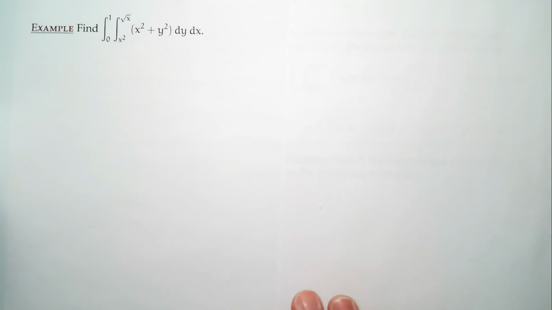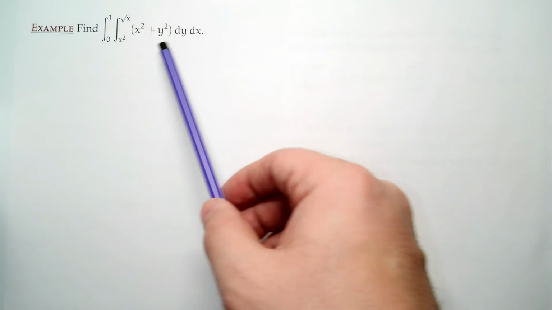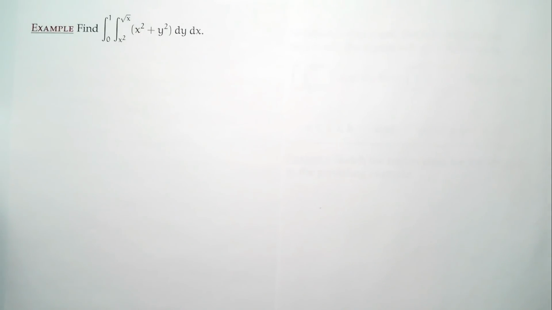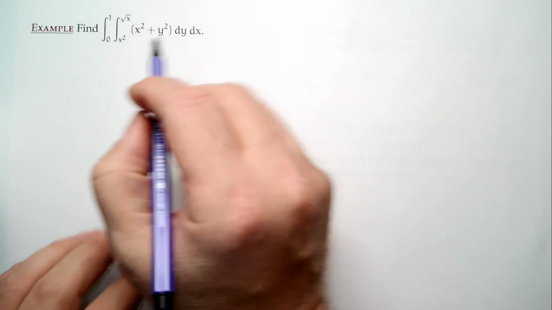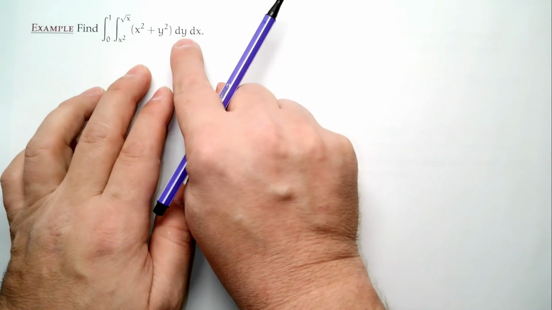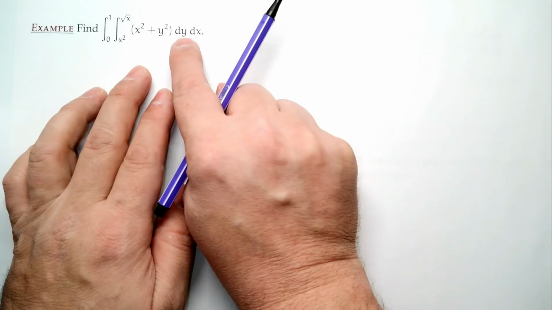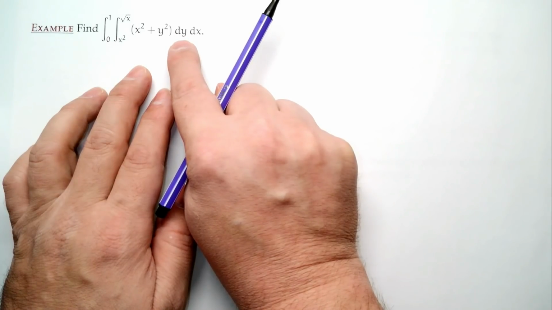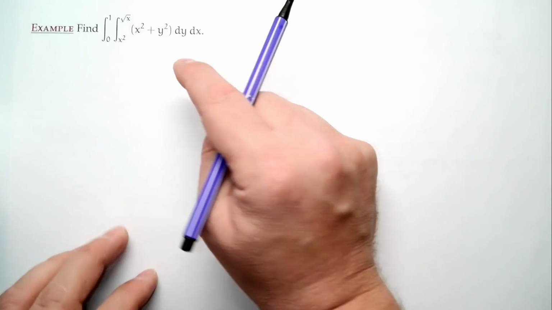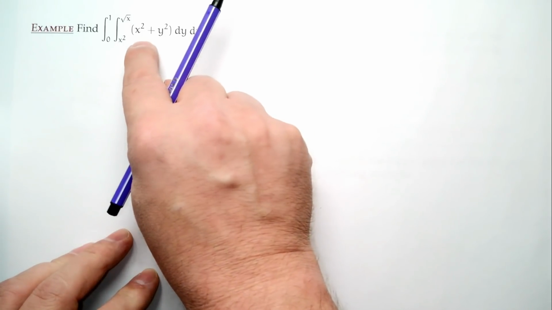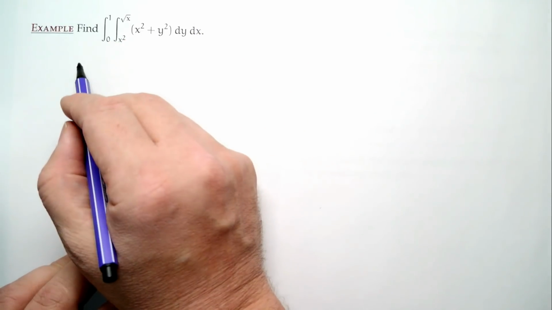Okay, so we start with an example. Find the integral from 0 to 1, integral from x squared to square root of x, of x squared plus y squared, dy dx. So, what do we do? Well, let's just work through an integral that's been given to us. And here, we start by integrating with respect to y. And we know we start by integrating with respect to y because of the dy. That says integrate first with respect to y. So what's the integral of x squared plus y squared with respect to y?